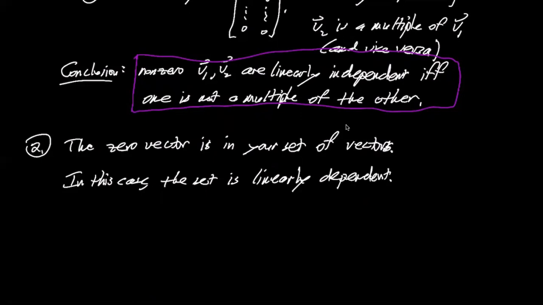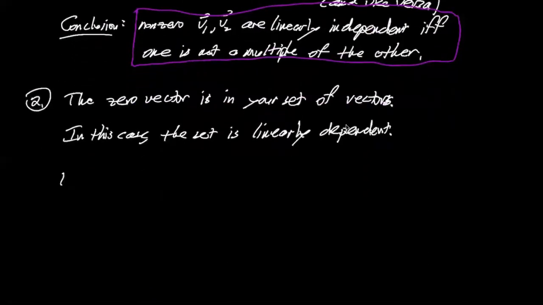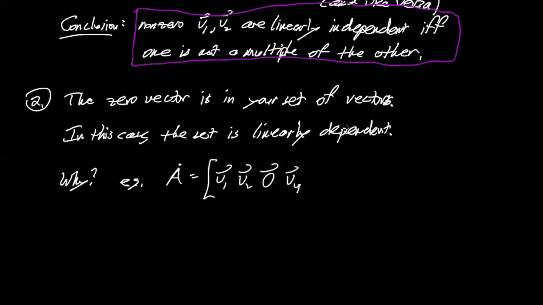And you can see why. For example, let's just say our matrix was something like v1, v2, v3 is the zero vector, and v4.